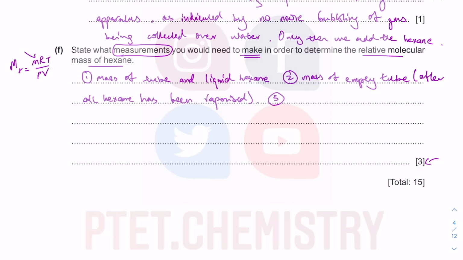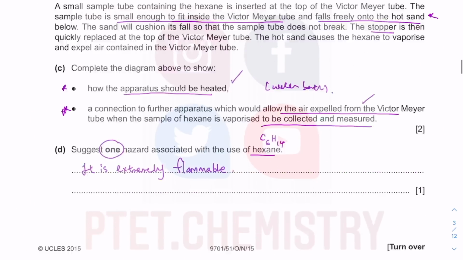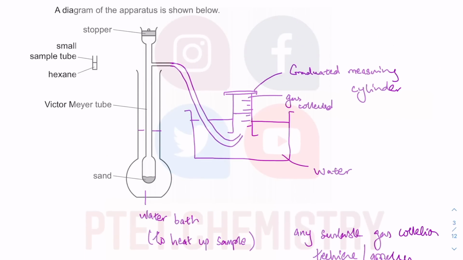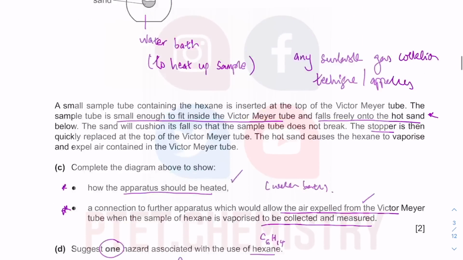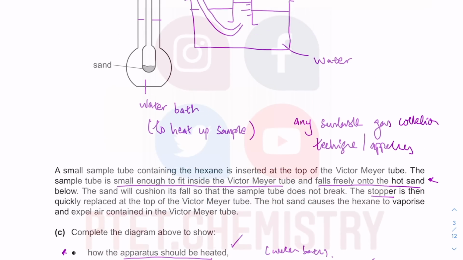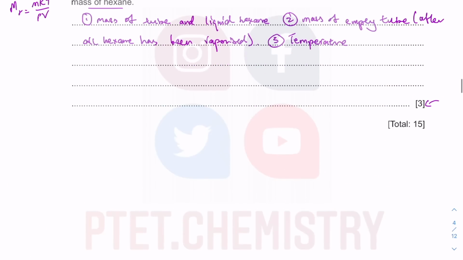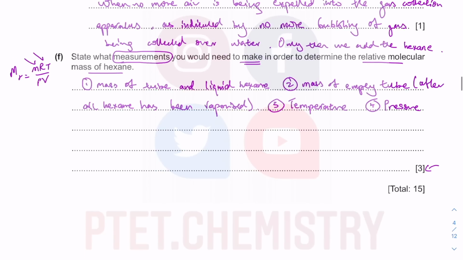So we have the mass, the molar gas constant is constant, obviously, and we also need the temperature. So the temperature of the hot water bath, which is assumed to be the temperature at which this thing will happen. Of course, it will need to be higher than the boiling point of hexane, otherwise the hexane won't vaporize, right? If it's just water at room temperature, the hexane won't vaporize at all. Okay, and then the fourth one will be the pressure. So you need to know the pressure of the system, the pressure of the gas.